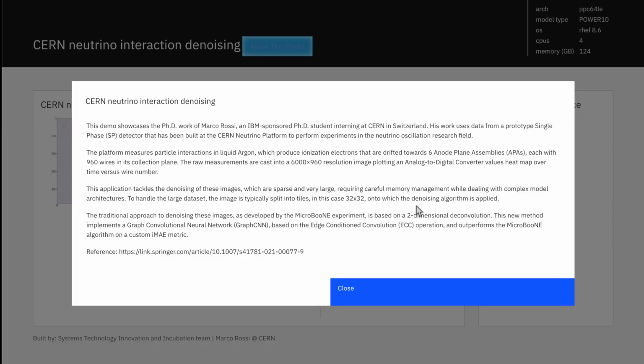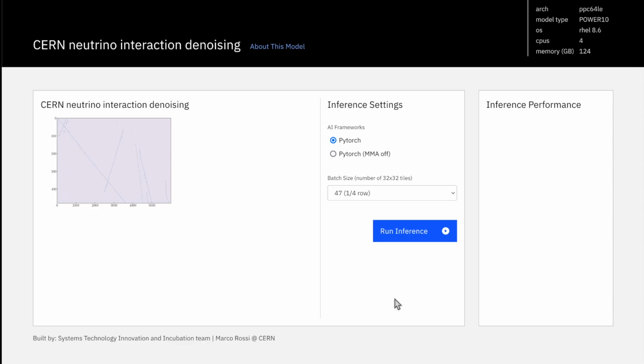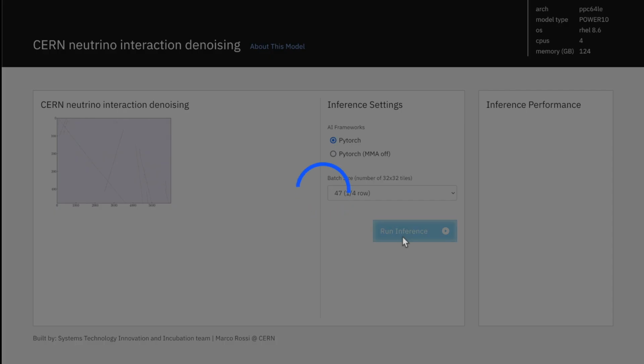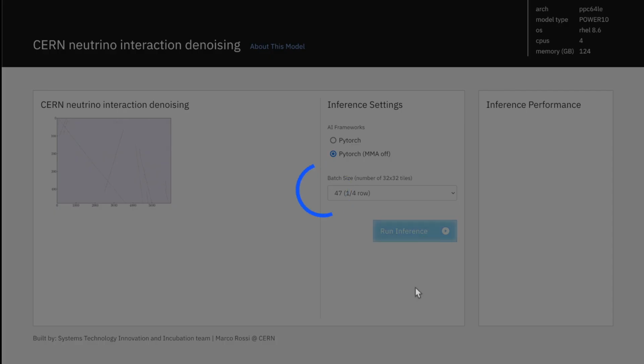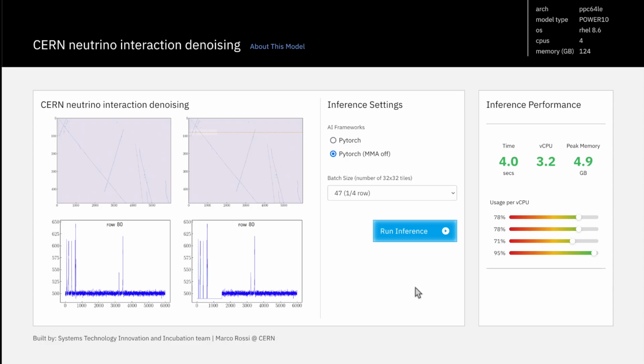The raw measurements are cast into a 6000 by 960 resolution image, plotting an analog to digital converter values heat map over time versus the wire number. This application tackles the denoising of these images, which are sparse and large, requiring careful memory management while dealing with complex model architectures. This example shows taking 1/4 row of the neutrino interaction image and finding where the interaction or lines occur. As shown, using PyTorch with MMA is faster and uses slightly less memory.